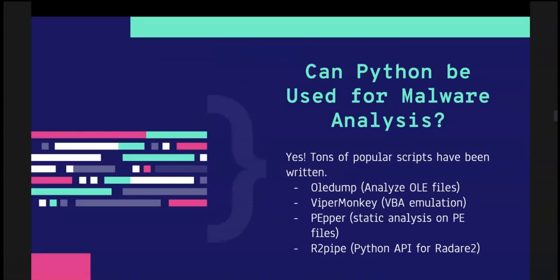And can Python be used for malware analysis? Yes. Tons of popular scripts have been written. These are just a couple of them. OleDump, which is used to analyze OLE files like Word documents and Excel spreadsheets. Then there's ViperMonkey, which is VBA emulation, which can be used on the same. Then Pefile is static analysis on PE files. So think of kind of like PE Bear, PE Studio. Then there's R2Pipe, which is a Python API for Radare2, which is a disassembler, kind of like Ghidra, and it's free and open source.